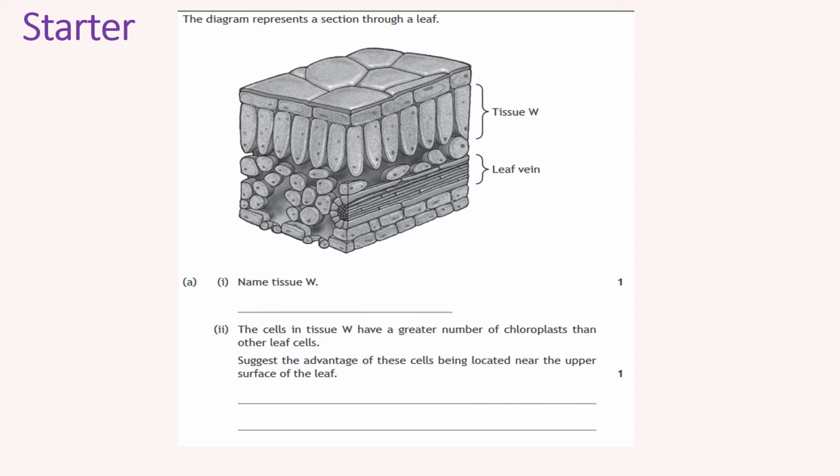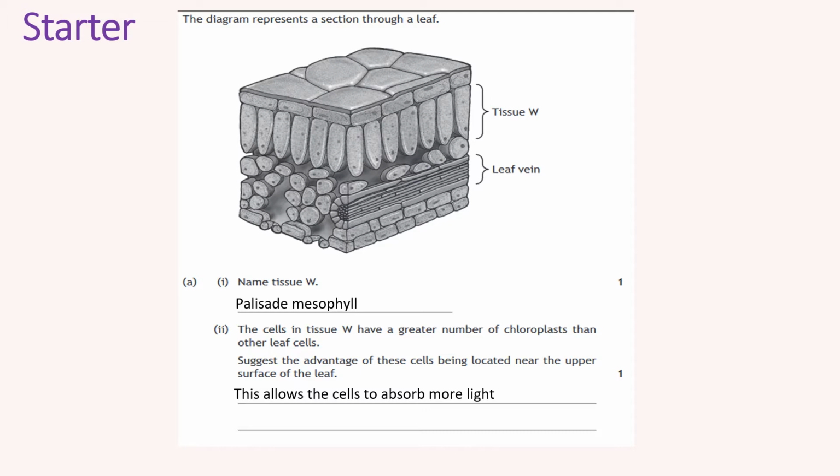So tissue W would be the palisade mesophyll layer, and the advantage of these cells being located near the upper surface of the leaf is that they are near the top, so this allows the cells to absorb more sunlight. So well done if you managed to get that correct. If you didn't, you need to go watch video tutorial 22 again until you understand it.